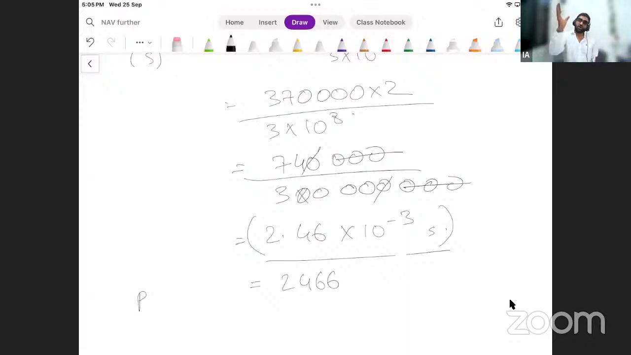Once you know how to literally solve, then you know how to do it in a short and fast way using your calcs. You don't really have to do a lot of rough work there. So this is my microseconds value, and this is my seconds value.